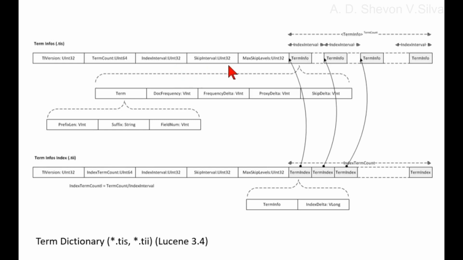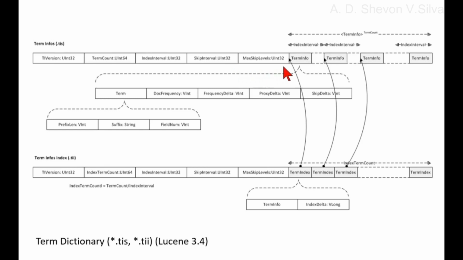Skip interval. Skip interval is the fraction of term docs stored in skip tables. It is used to accelerate term docs skipTo. Larger values result in smaller indexes, greater acceleration, but fewer accelerable cases, while smaller values result in bigger indexes, less acceleration, and more accelerable cases.